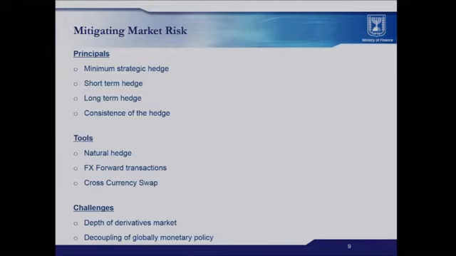Main challenges: first of all, the depth of the derivative market. We saw that the liquidity, particularly for cross-currency swaps for longer maturities, more than 10 years, is not so high. That's why we cannot come in one day and just hedge $1 billion US dollars. We do it consistently and over a significant period. And second is the decoupling of global monetary policy, which we will see in the upcoming slide. This is a challenge, but I also think there is an opportunity here, and I will show it in a second.